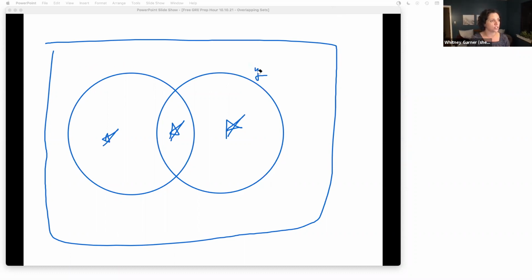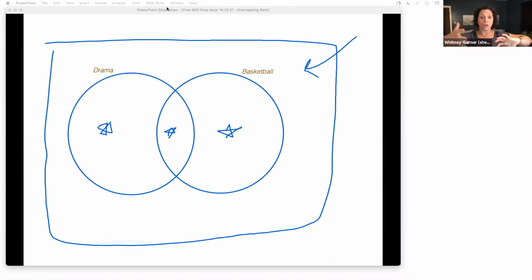A lot of times on the GRE, this might be that students are allowed to take one of 2 electives. They can take drama or they can take basketball during this one period. Students can opt to take both, a drama and a basketball class. They could take just basketball, but not drama. They could take just drama, but not basketball, or they could select to take neither of those 2 electives. So this is our example of overlapping sets. We've got 2 either or choices that we're overlapping.